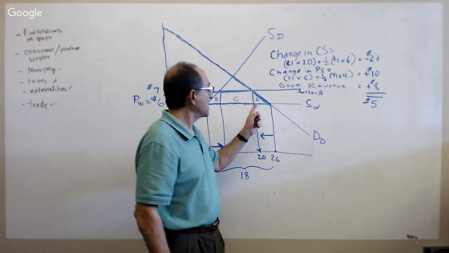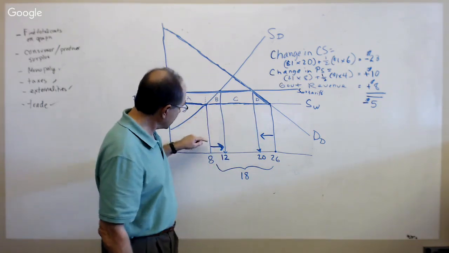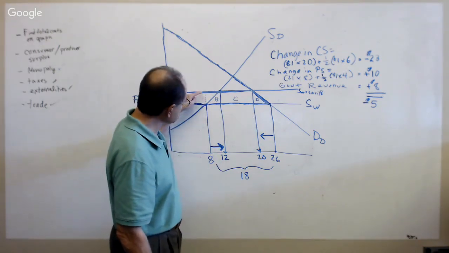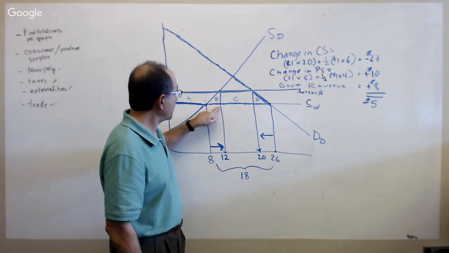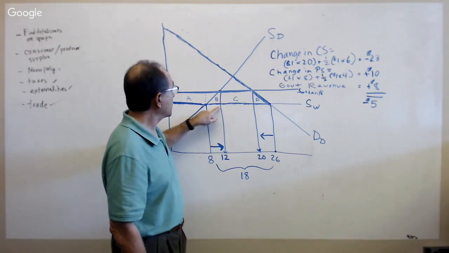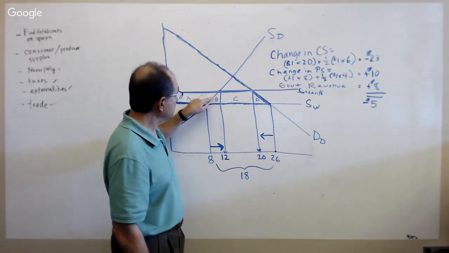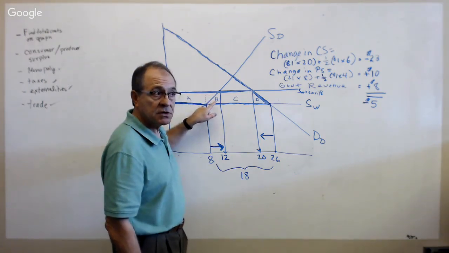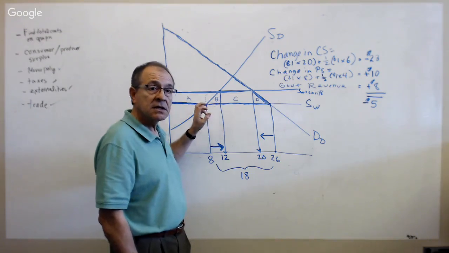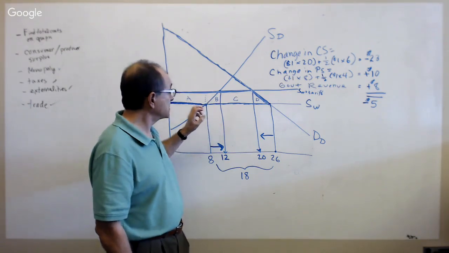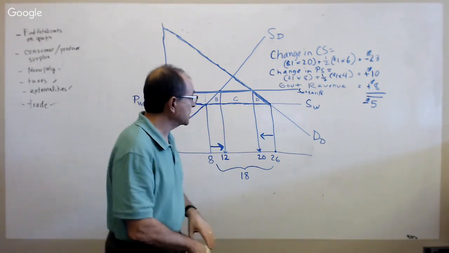What about over here? Oh, and B can be calculated. The distance up is $1, the distance across is 4, so 1/2 times $1 times 4 is $2. So this area, B, represents $2, and it's called the production efficiency loss. Right, let's look at D quickly.